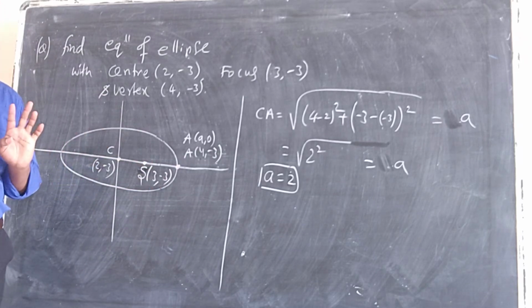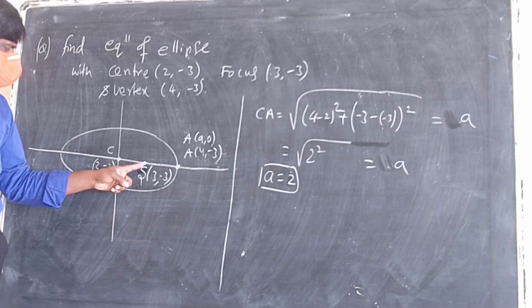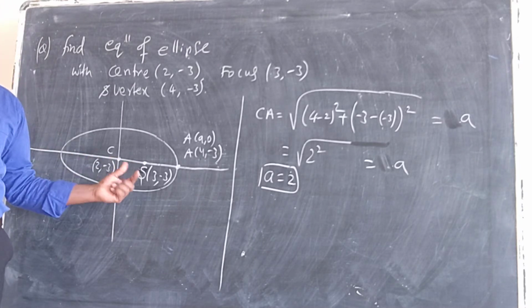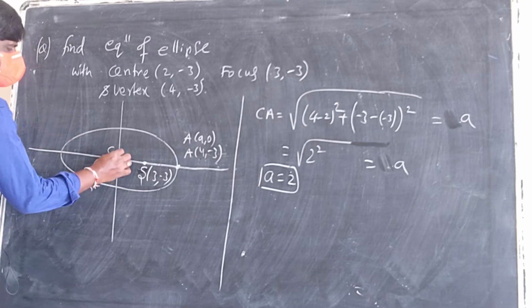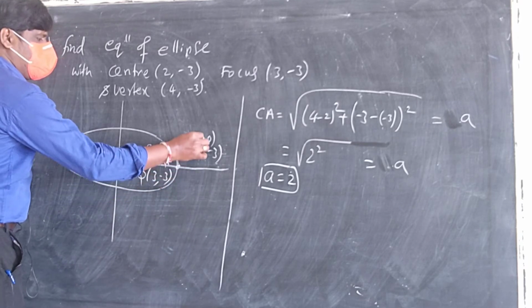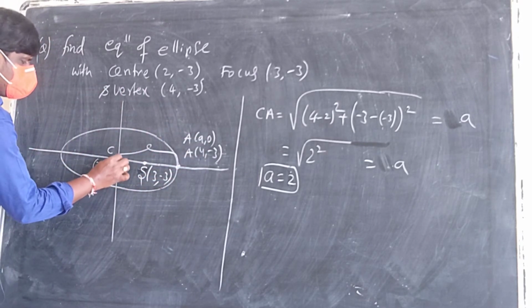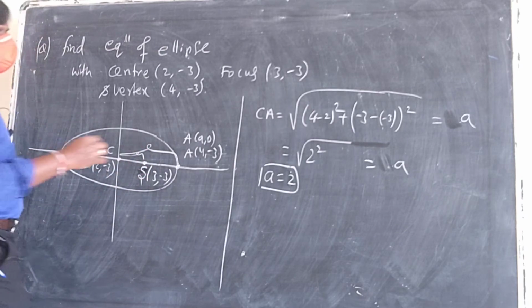So distance formula applied. And what is the CS length? Here to here. You know, here to here is a. And what is here to here? CS distance is how much?